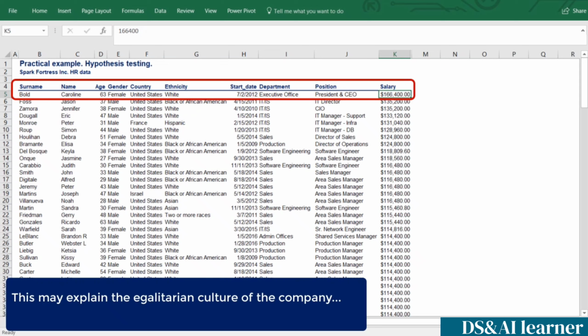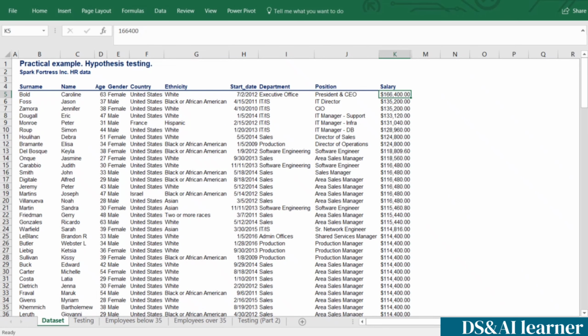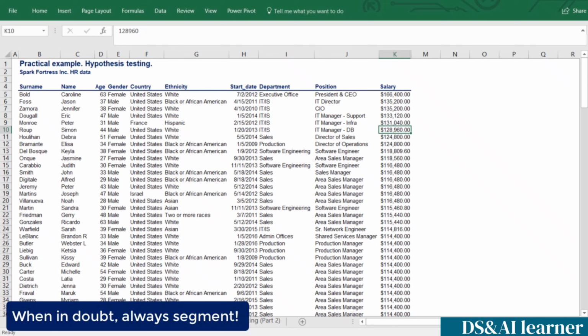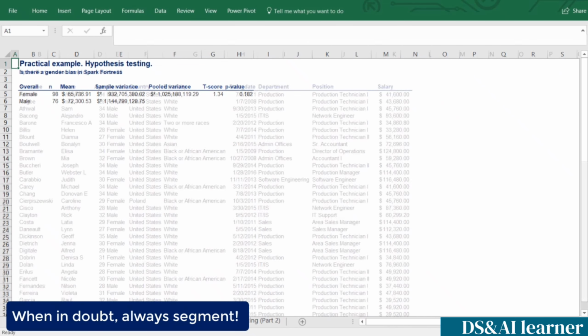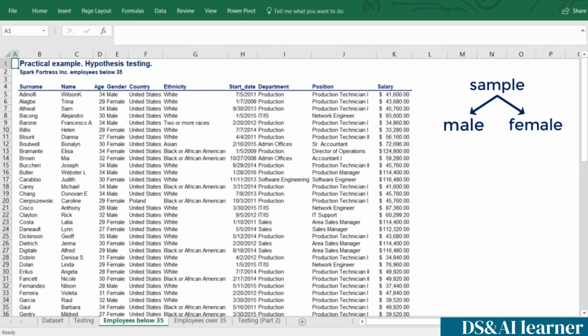This may explain the egalitarian culture of the company, but it may also mean that her high salary biased our data. What if, on average, it seems that women are rewarded the same as men, but in fact very few of them are? In such cases, I would normally further segment the data. Let's divide the employees into two more groups, below 35, and above 35. This will give us valuable information about the wage equality of younger and older staff.